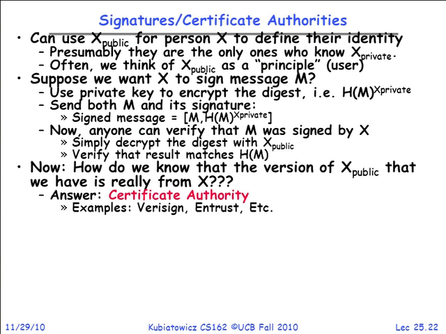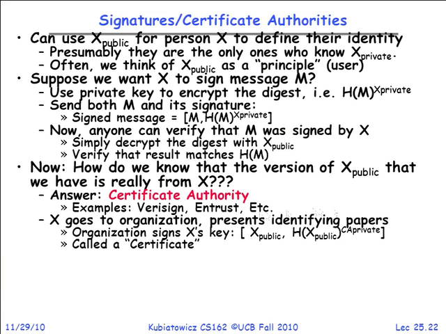And what are they? Well, they are organizations that hand out certificates. The idea is that X goes to the organization and gives them papers that prove that X is who they say they are. And the organization signs X's key. So here's X public, and the hash of X public, encrypted with the certificate authority's private key. Notice that this is just a signed document where the document being signed is now the public key of X. However, it's resting on the authority of the certificate authority.